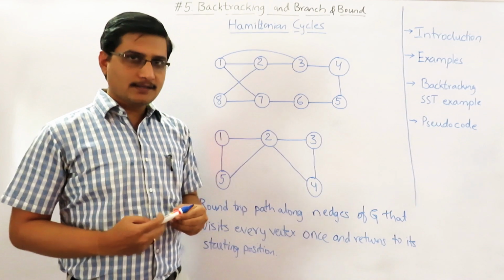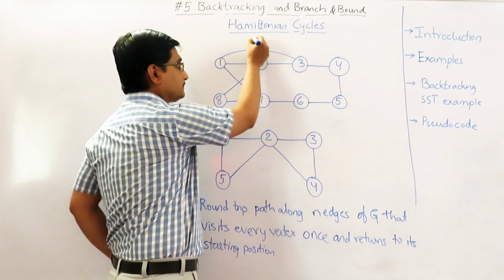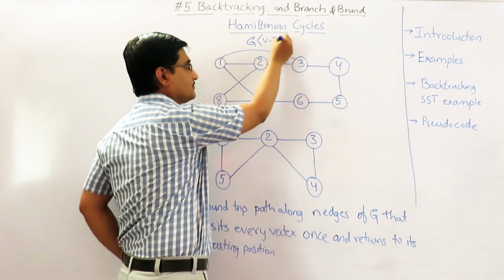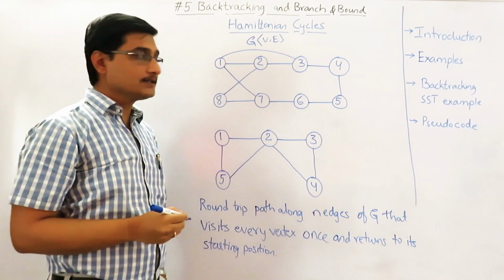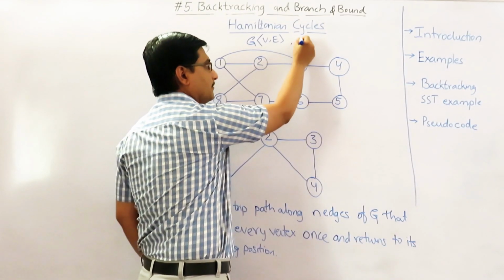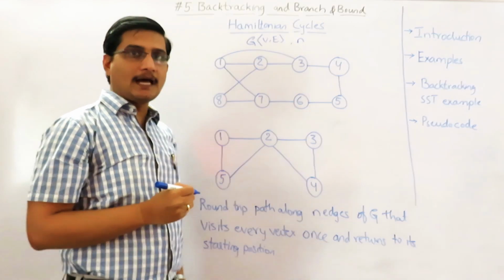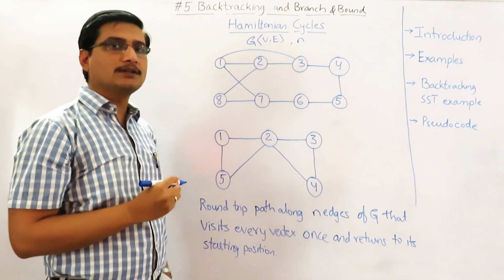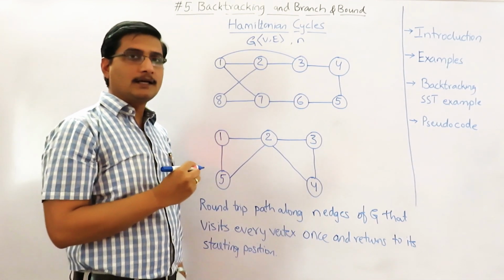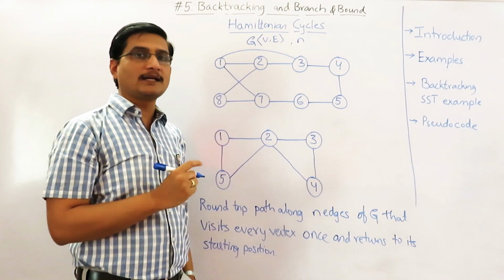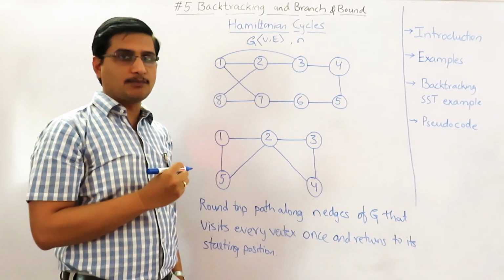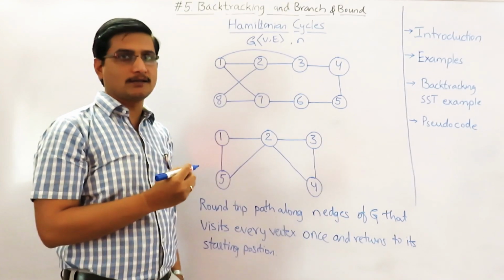So Hamiltonian cycle for a graph G of some vertices and edges. It should be a connected graph. If there are n number of vertices, the Hamiltonian cycle is a round trip from one vertex to all the other vertices, exactly visiting all the other vertices one time and coming back to the original position or the starting point or the starting vertex.